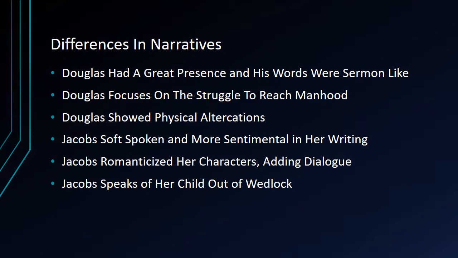The main difference in the narratives was the power with which the words were delivered. Douglass preferred a more sermon-like, to-the-point tone, whereas Jacobs is more soft-spoken in her words and incorporates more sentiment in her work. Douglass's narrative also focuses heavily on the evolution of manhood and contains many incidents of physical occasions. In Jacobs's narrative, she prefers a more story-like way of approaching the difficult subject of her life. She romanticizes her characters by adding dialogue and bringing them to life for the reader, which is why it was not until 1981 that her narrative was verified by experts and not considered a work of fiction.